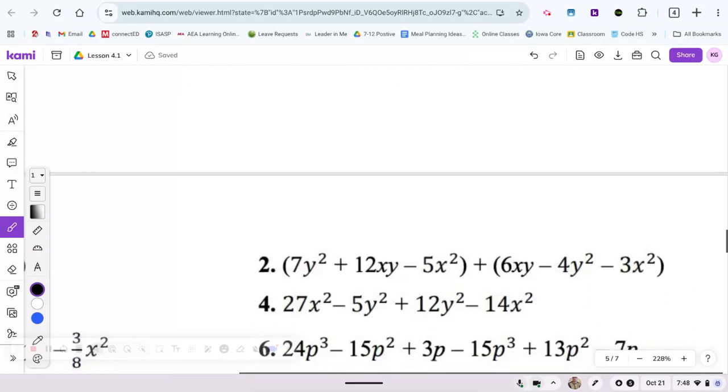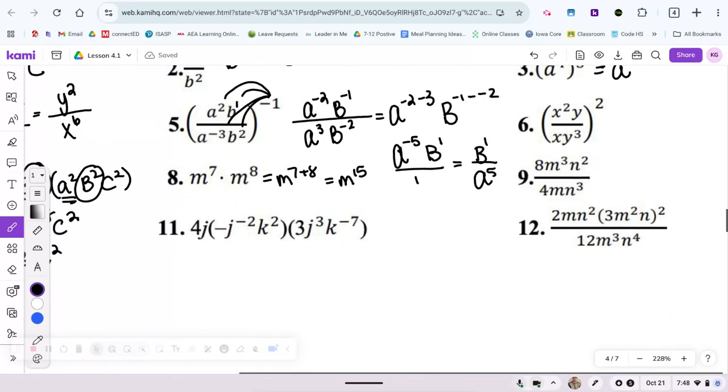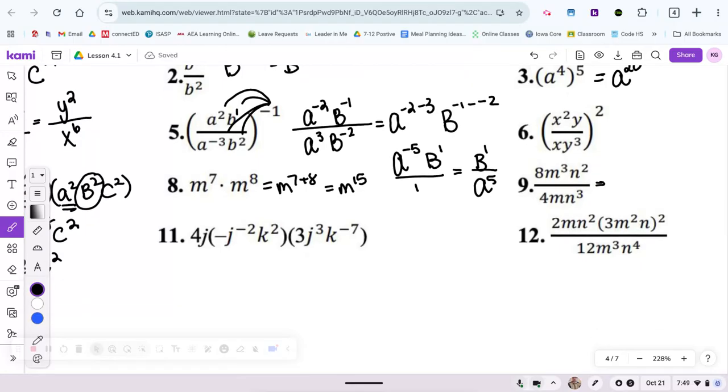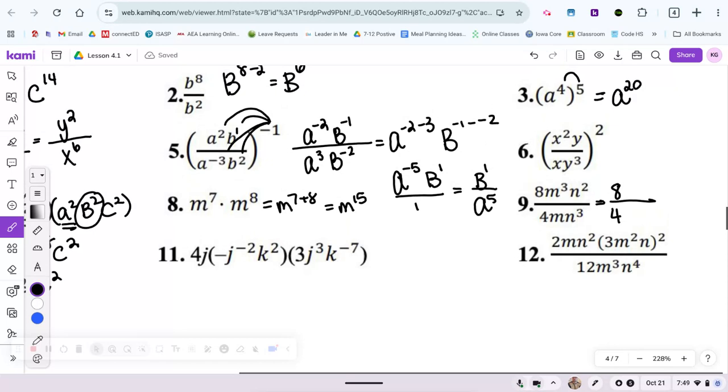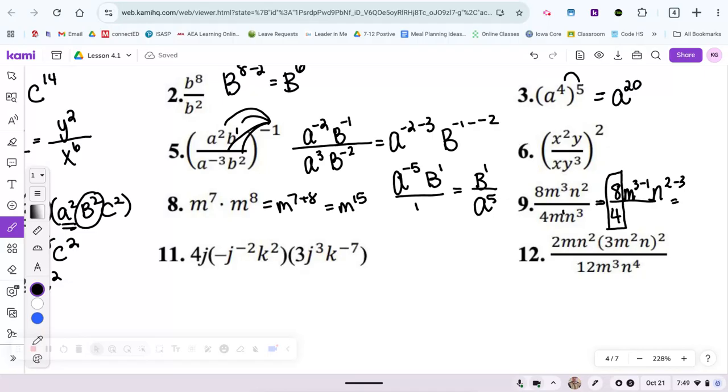Number 9, there's no distributing here, and so I'm going to start with combining my m's. So I have still 8 and 4, I haven't done anything with those yet. I'm going to have m to the 3 minus 1 and n to the 2 minus 3. And then I'm going to reduce these. So if you look at this, it's just a fraction. If I read it out loud, it says 8 divided by 4, which is 2. M to the 3 minus 1 would be m squared. And n to the 2 minus 3 would be n to the negative 1. And so that one would have to go in my denominator because I need to make it positive.